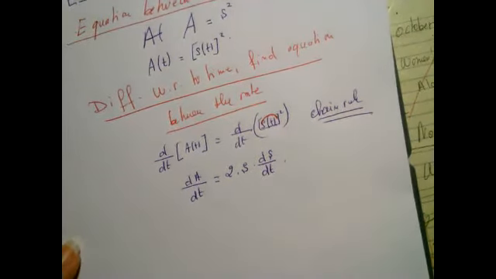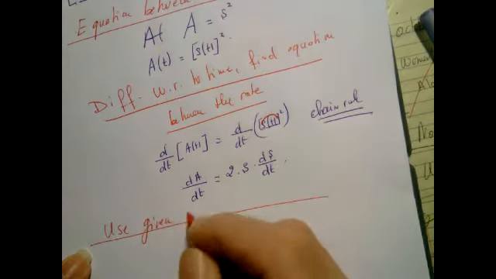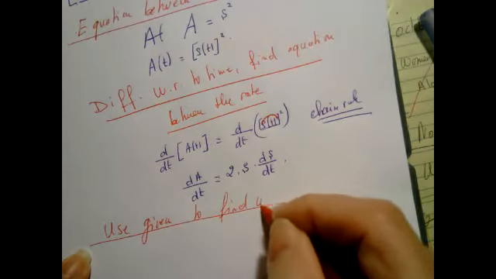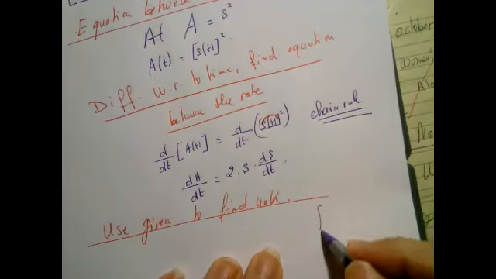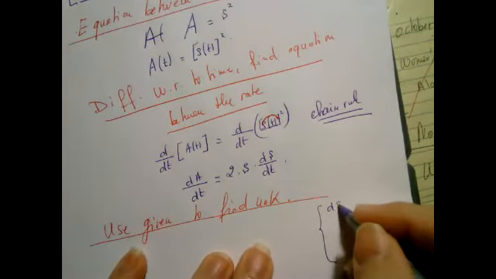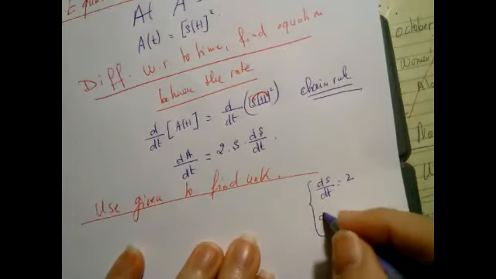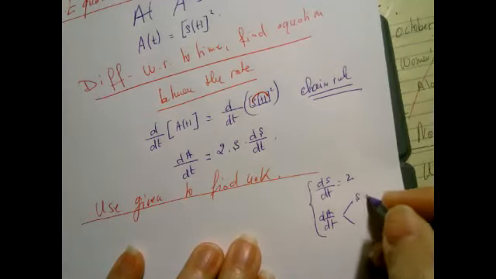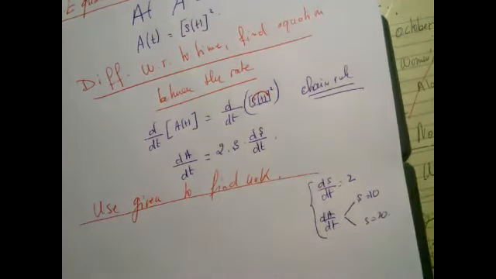So now the last step in the process, we use the given to find the unknown. That's usually the last step. Okay, so now what's given? I put them here on the side to remind us. What we have is that ds/dt is equal to 2. And my unknown, I need to find how fast the area is changing when s is 10 and when s is 20. This is really what we have to do.